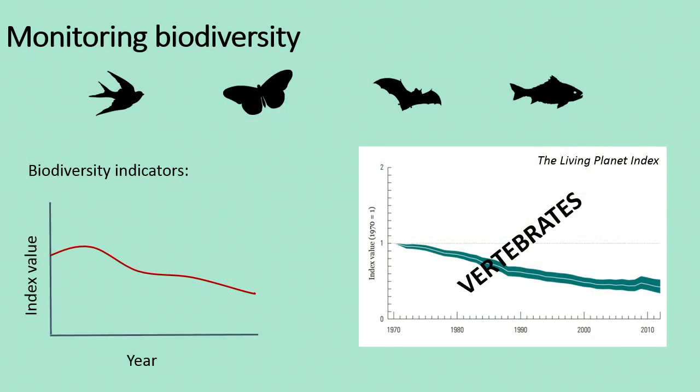So first, at a global scale, we have the Living Planet Index. This is a biodiversity indicator that shows change in abundance of vertebrate populations over time. Again, year on the x and index value on the y. However, this is limited in that it only covers vertebrate groups.